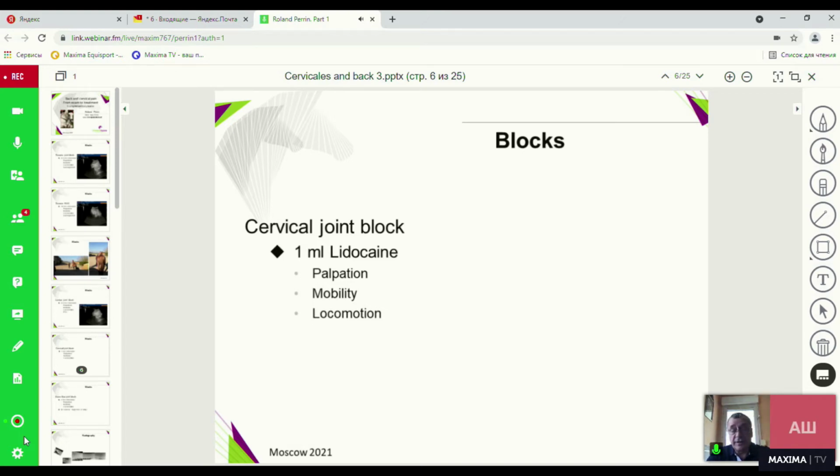And you don't have to put a lot of local anesthesia too, 1 milliliter, 0.5, no more. And after you can do again your palpation, the mobility, of course, and to see if you have a lameness, if the lameness disappears or not. And this is very useful too.